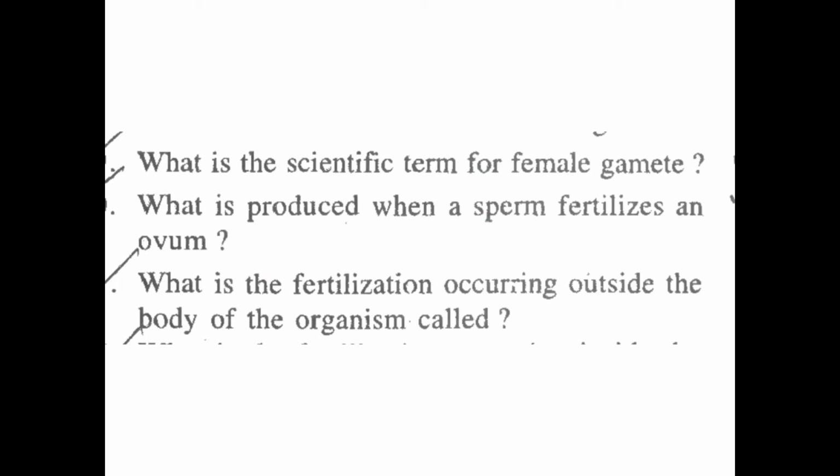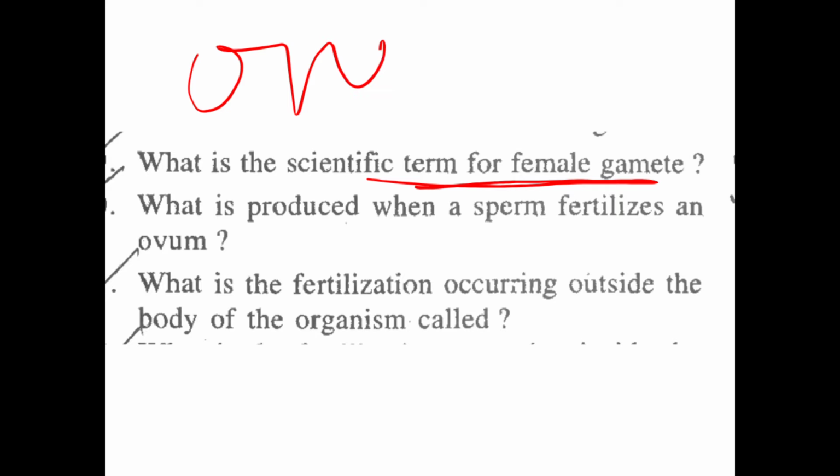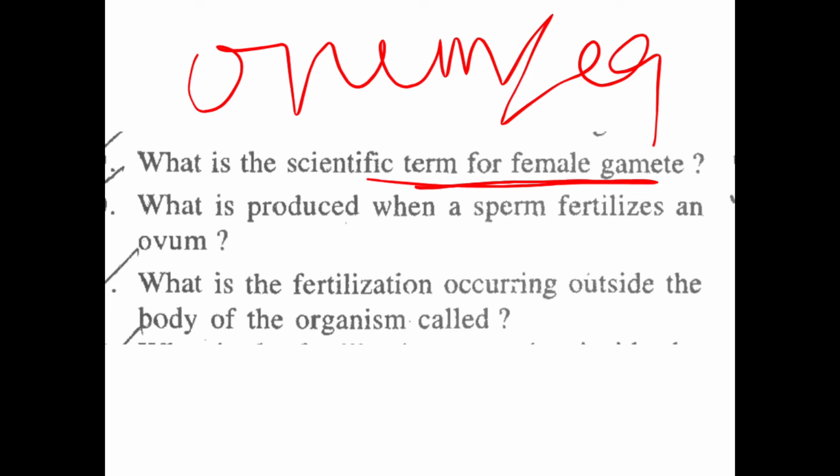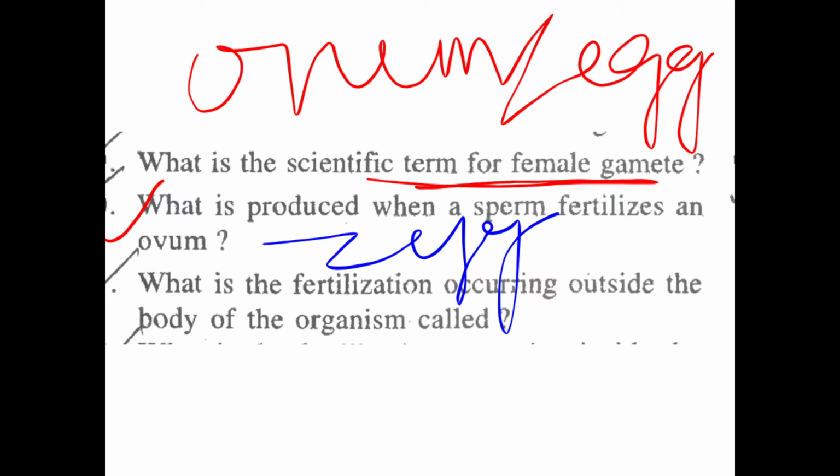The next, what is the scientific term for female gamete? The scientific term which expresses the female gamete is ovum or egg. What is produced when sperm fertilizes an ovum? If a sperm fertilizes an ovum, that means sperm and ovum fuse with each other to form a zygote. The term is zygote.